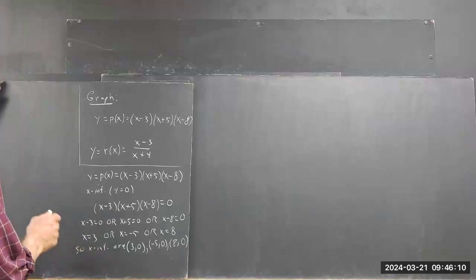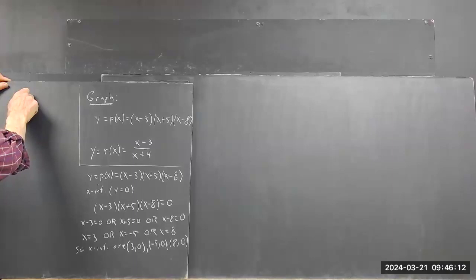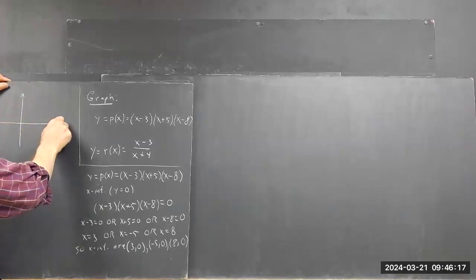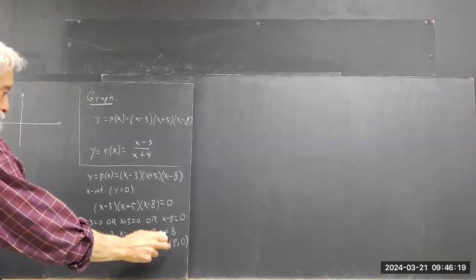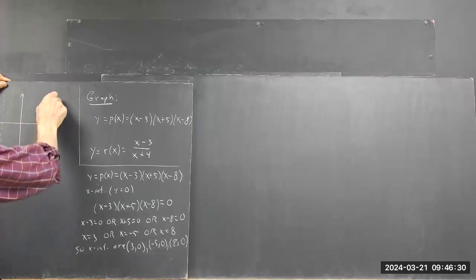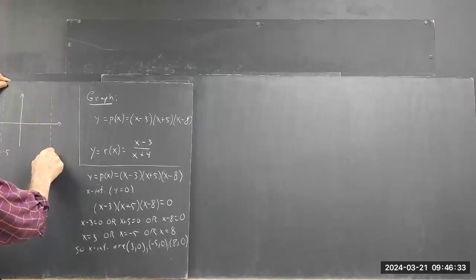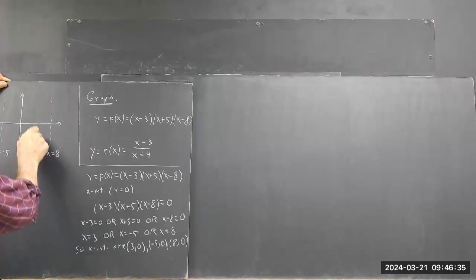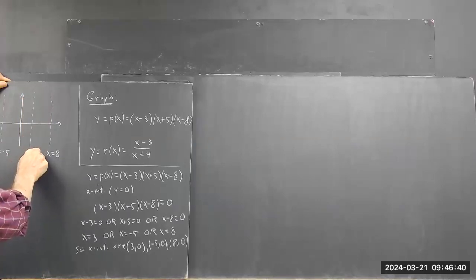Well, we can put all this on the graph. So immediately we can sketch our graph. And so x equals negative 5 is here. Then x equals 8 will be out maybe about here. And x equals 3, maybe about here. And then we find the y-intercept.